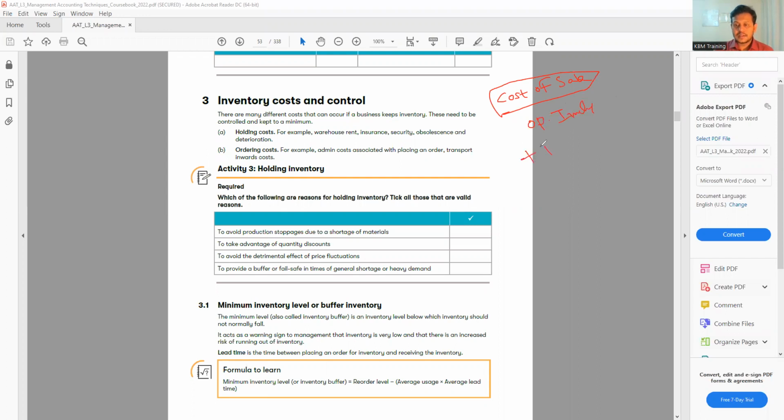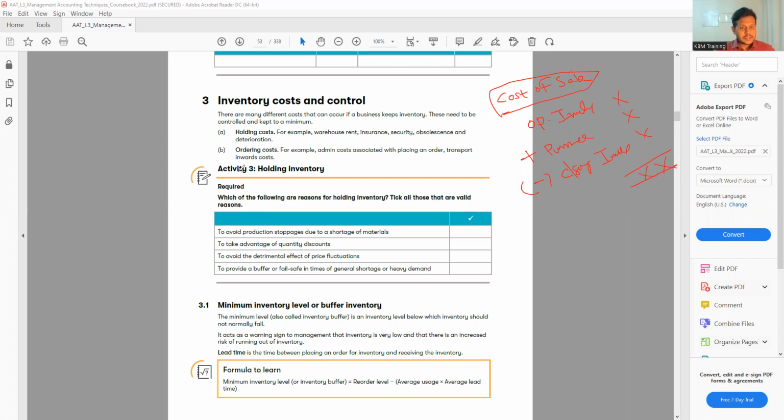plus purchase less closing inventory. So opening inventory plus purchase less closing inventory is equal to cost of sales. And the cost of sales is the direct cost. We subtract it from the sales or revenue to find out the gross profit.